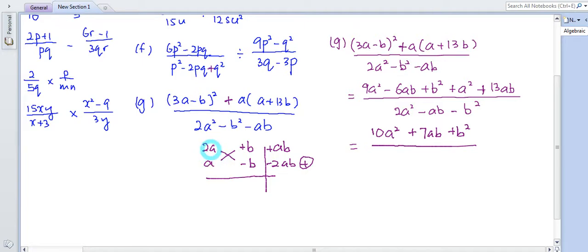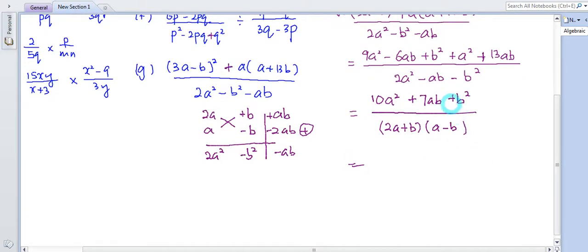Double check and see. 2a times a, you get 2a squared. Okay, correct. Positive b times negative b, you get negative b squared. Okay, correct. These two you add up together, you get negative ab. Okay, correct. So the bottom here actually become 2a plus b and a minus b. Okay, so for here actually we can simplify using this way also. Okay, we can factorize it using this way also. Try and see.